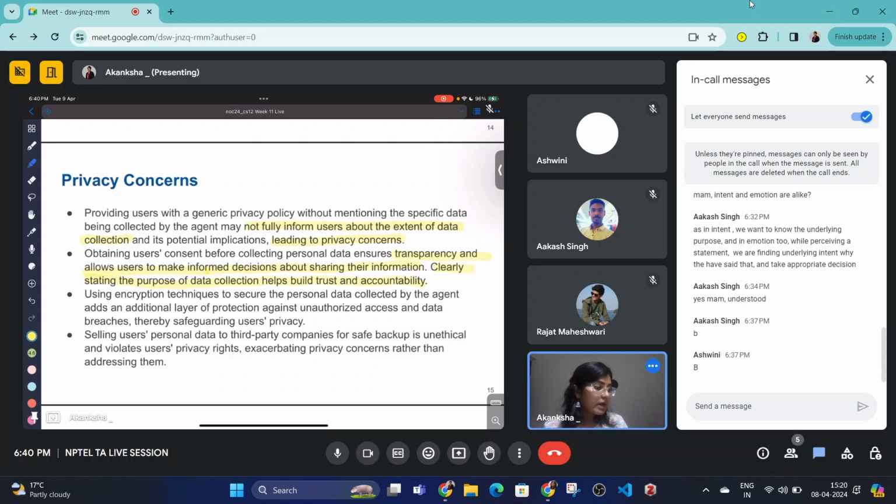Again, encryption techniques come into play when you have collected the data and you want to store that data. Many attackers can try to steal the data. What you can do is put an additional layer of security against unauthorized access. That way you can contribute to ensuring privacy, right? It's actually security, but okay.